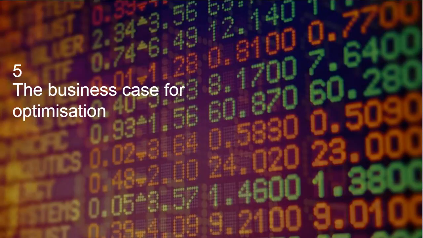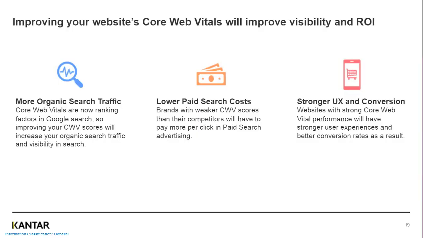Let's take a deeper dive into the business case for optimization. Core Web Vitals are now ranking factors in Google search. So improving your Core Web Vitals scores will increase your organic search traffic and visibility in search. Brands with weaker Core Web Vitals scores than their competitors will have to pay more per click in paid search advertising, and brands will most likely have to negate the negative impact on organic search traffic by spending more on search advertising. And websites with strong core web vital performance will have stronger user experiences and better conversion rates as a result.